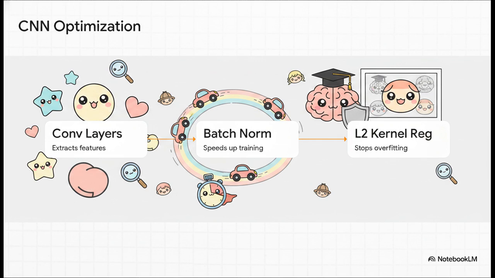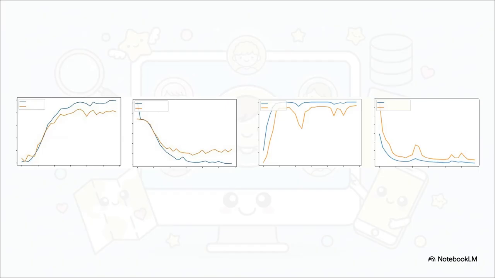Third, they use L2 kernel regularization. This is absolutely crucial because it prevents the model from overfitting. It stops the AI from just memorizing the training photos, so it can actually recognize the child in a brand new, never-before-seen photo. The data shows exactly why this optimization is so important.